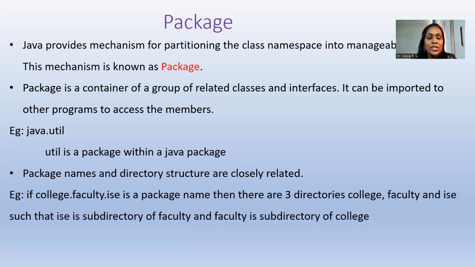Example, suppose college.faculty.isc is a package name. Then that means that there are three directories. What are the three directories they have? College, faculty, and ISC. And you can also say that faculty is a sub-package or a sub-directory or a subfolder of college, whereas ISC is a subfolder or sub-package of faculty.